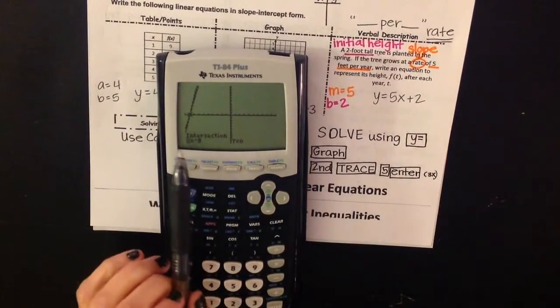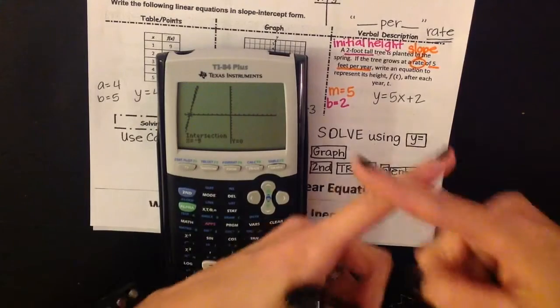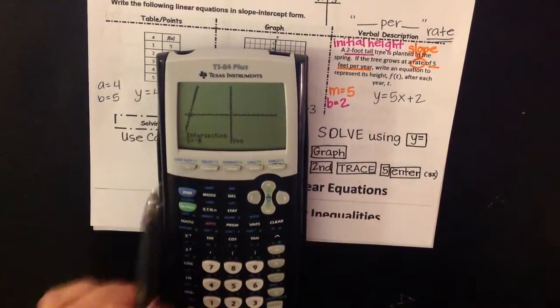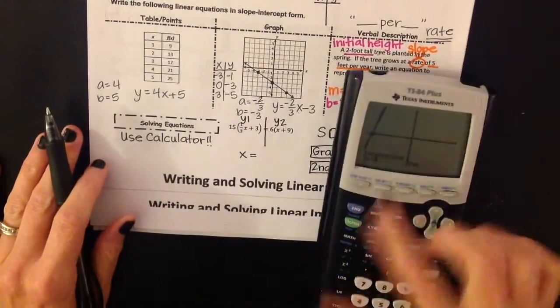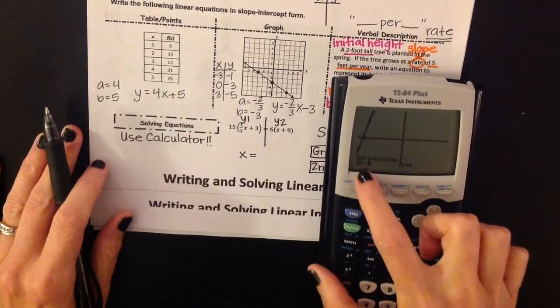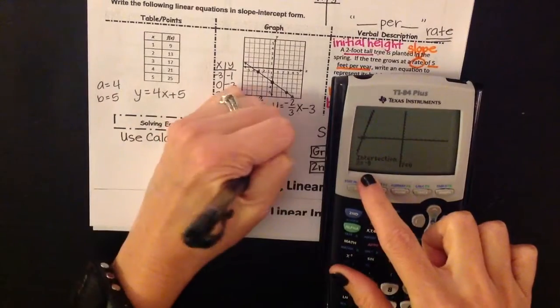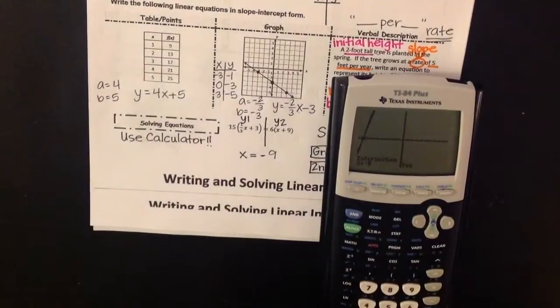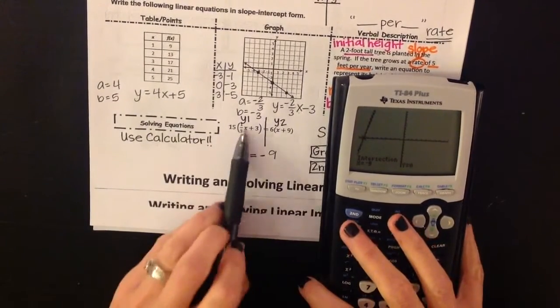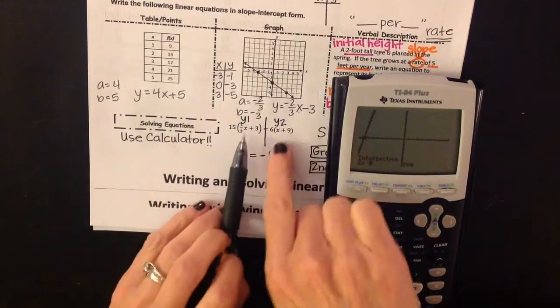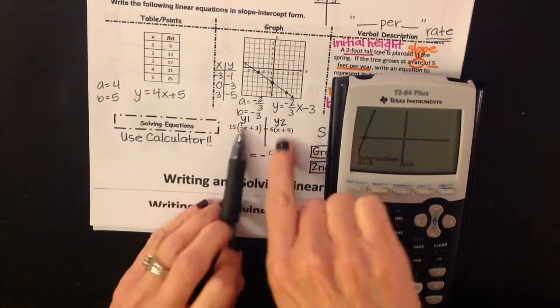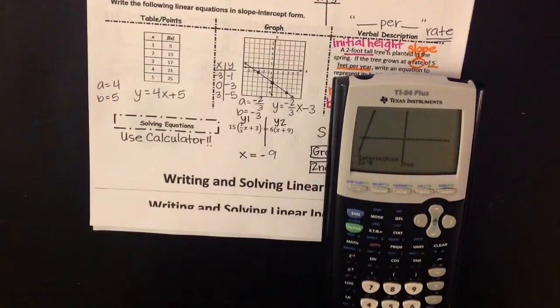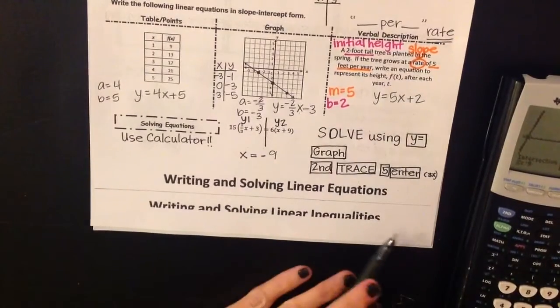If you get an error, that means you need to adjust your window. You have to see both lines cross for an intersection point, and then it's going to tell you on your calculator, intersection point. Well, you're looking for your x value. My x value is a negative 9. And when x is equal to negative 9, if I were to plug that in, both sides would have a value of 0. That's what it's telling me. And that's how you solve equations using your calculator.